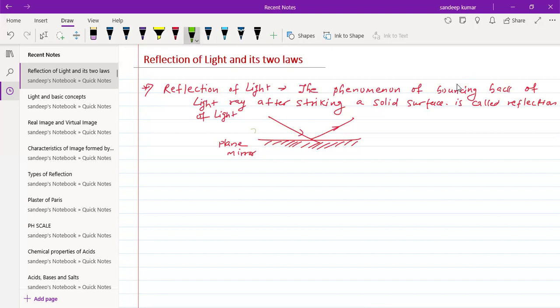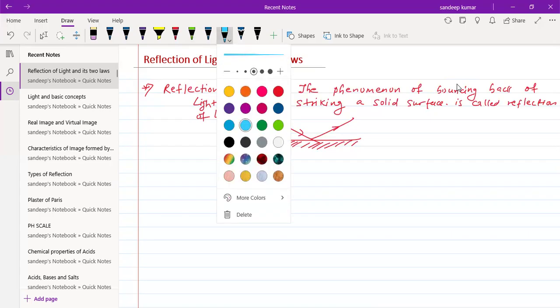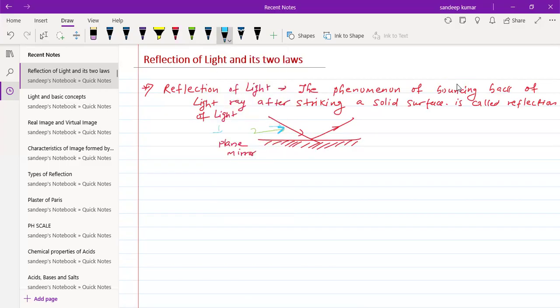The light ray which strikes the surface, this light ray which is striking the surface, is called the incident ray. The ray which bounces back is called the reflected ray. See this point, point P. This point P is called the point of incidence.